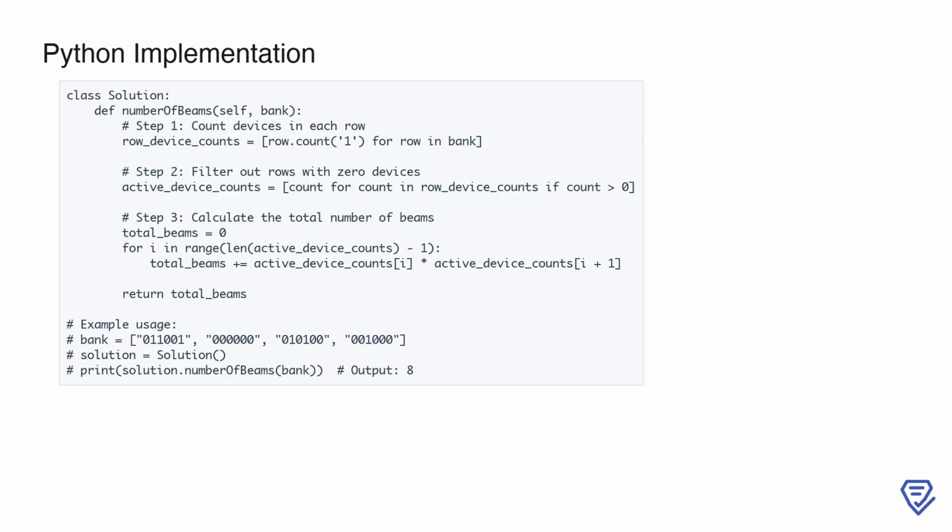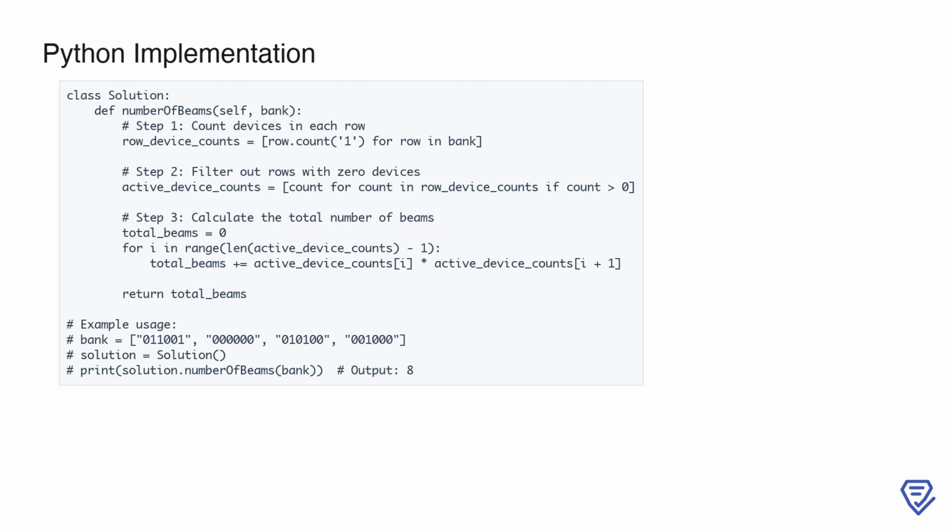Step 2: rows with 0 devices are irrelevant because they do not contribute to forming any beams. We filter out these rows using another list comprehension, count for count in row_device_counts if count > 0. The resulting list, active_device_counts, contains only the rows with non-zero devices. Step 3: the total number of beams is calculated by iterating through consecutive rows in active_device_counts. For each pair of rows, the beams are given by the product of the device counts in the 2 rows. The total_beams variable accumulates this sum for all such pairs. The function then returns the total number of beams as the final result.